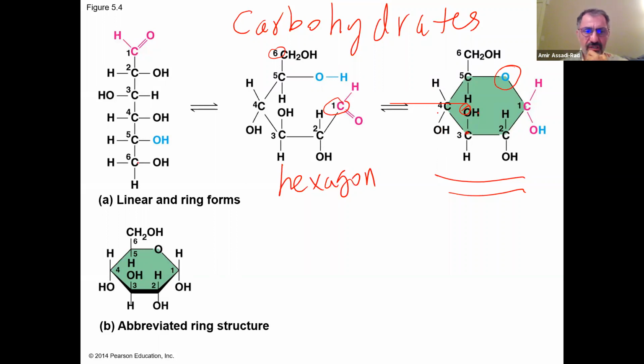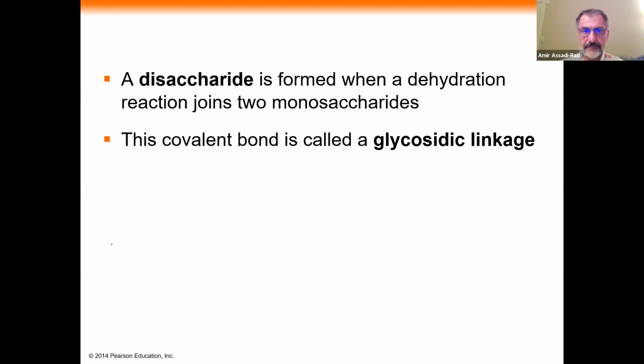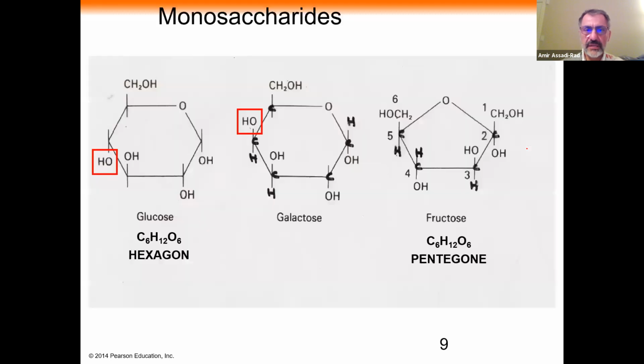And then, of course, this is the glucose molecule again. They're showing you the hexagon side. Usually your textbook shows this format for the rest of the semester. So a disaccharide is formed when a dehydration reaction joins 2 monosaccharides together. This covalent bond between the 2 is called a glycosidic linkage. Very important, you should know that one, glycosidic linkage. I'll refer to it a few times later on.